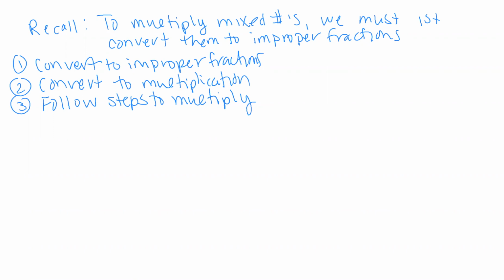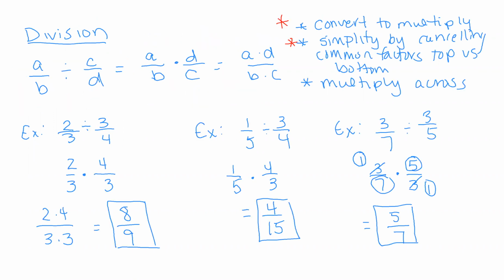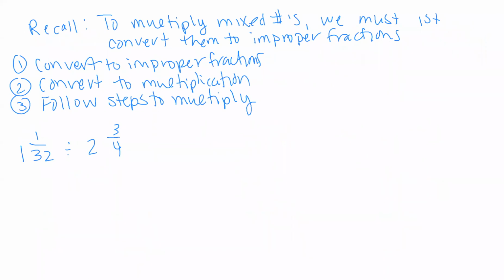Let's say I have 1 and 1/32 divided by 2 and 3/4. And keep in mind, if we go all the way back to the beginning of this lesson, we can't really divide fractions. The way we divide fractions is we convert to multiplication. So at this point, there's really nothing you can do because we're not dealing with fractions. Okay, so you can't do anything until you convert these two mixed numbers to improper fractions. So let's go ahead and convert.